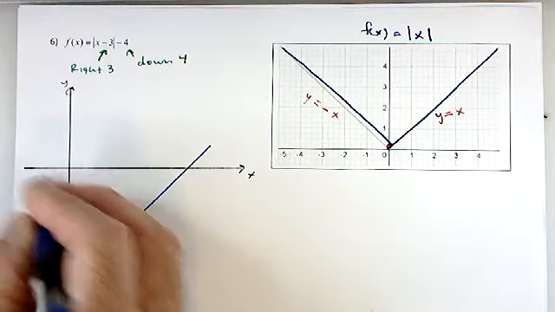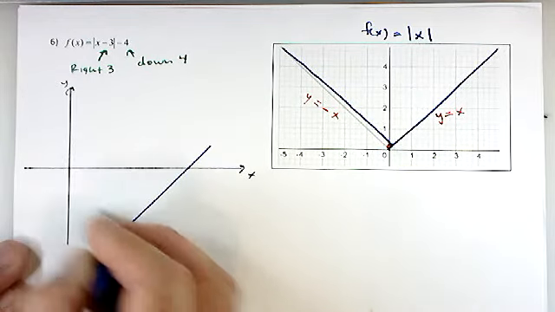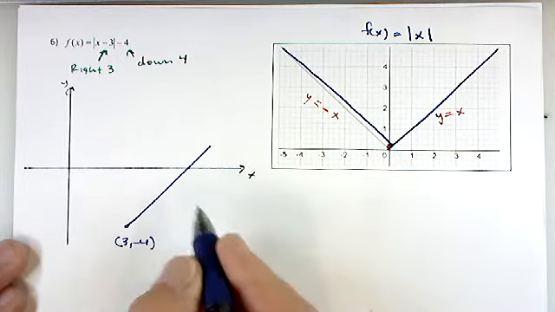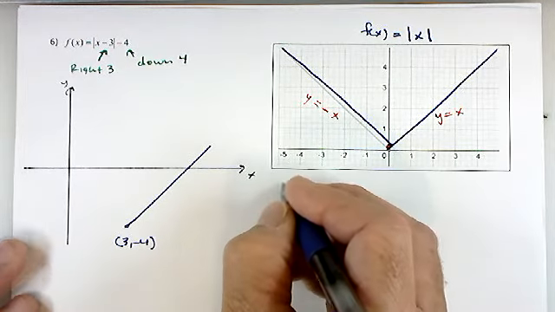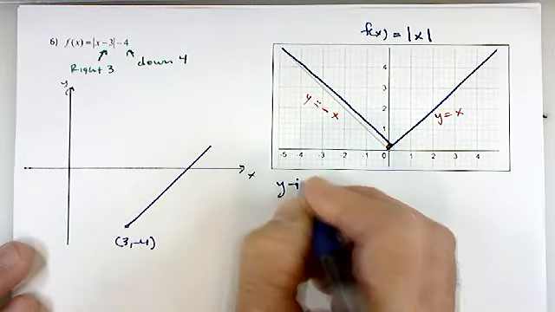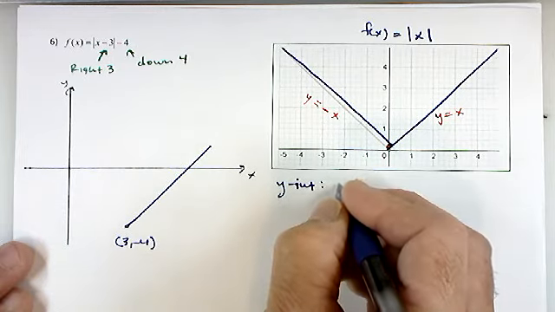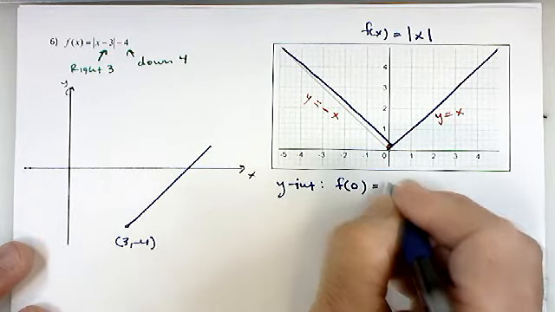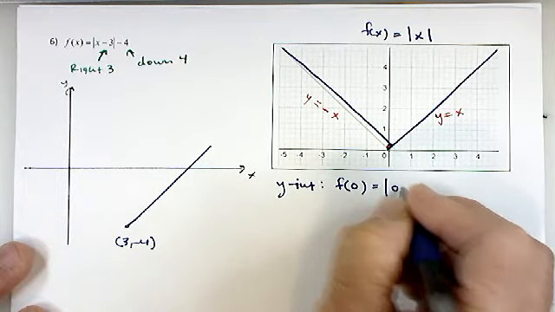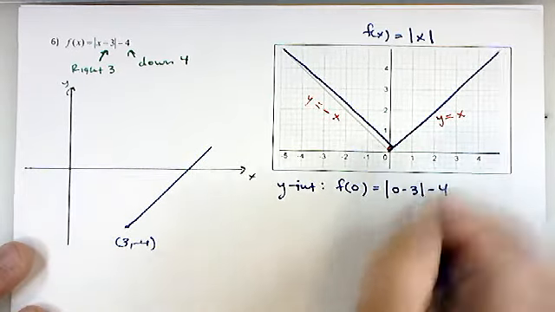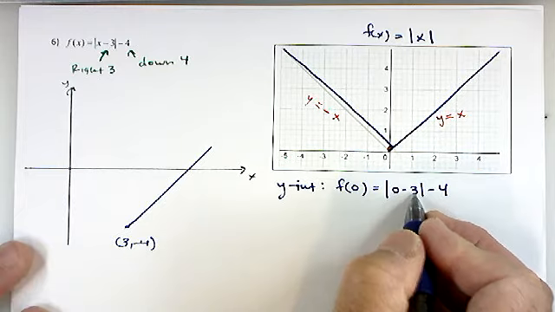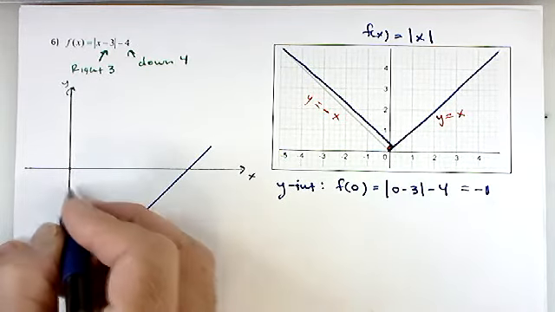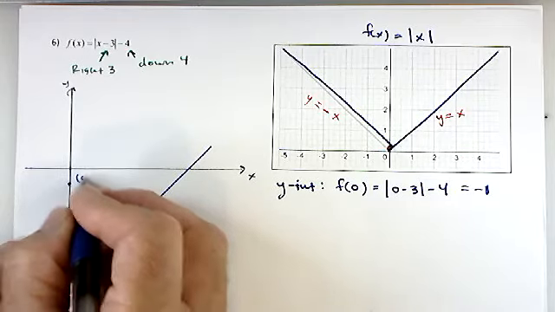Now, again, I might want to hold off on drawing this part because I need to see where does it hit the Y-axis? Is it up here? Is it down here? Is it at the origin? So let's find our Y-intercept. And remember, another way to write that is you could say that's just plugging in 0 for X. So it's f of 0. That's the absolute value of 0 minus 3 minus 4. Absolute value of negative 3 is 3. 3 minus 4 is negative 1. So my Y-intercept is 0, negative 1.